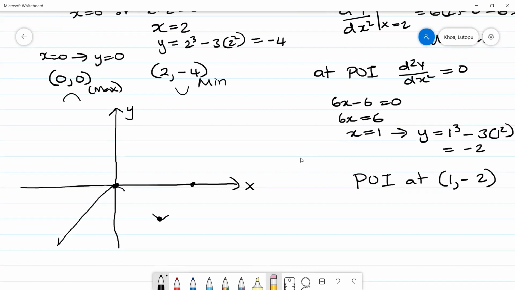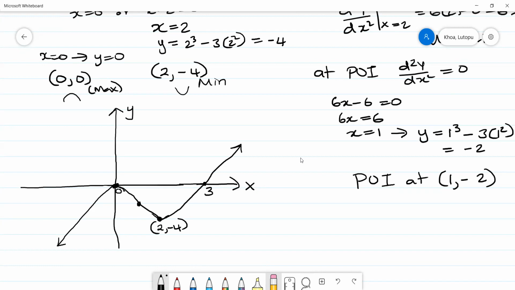Here, arrows just showing that it goes on forever. Okay, then make sure all the points are labeled. This is 3, that's the origin, 0 there. Our minimum turning point, this is 2, minus 4.